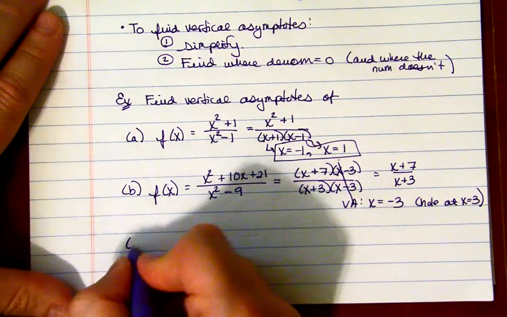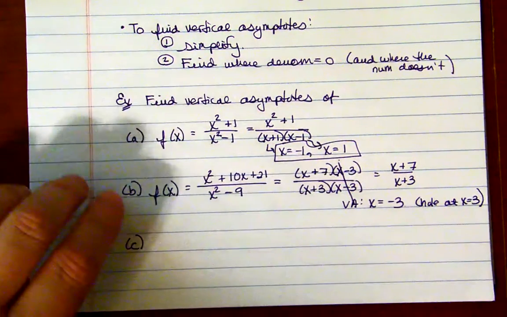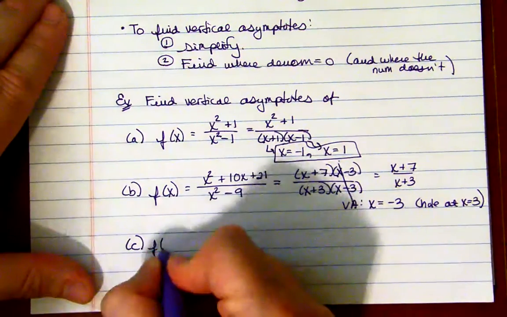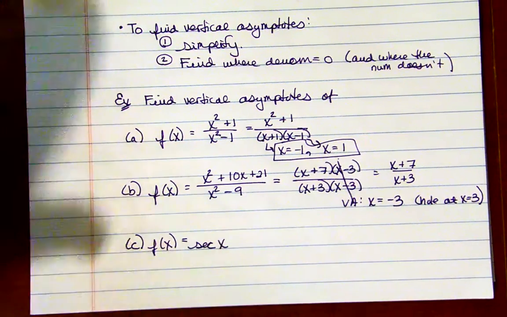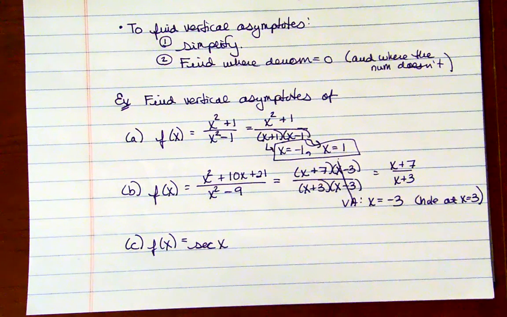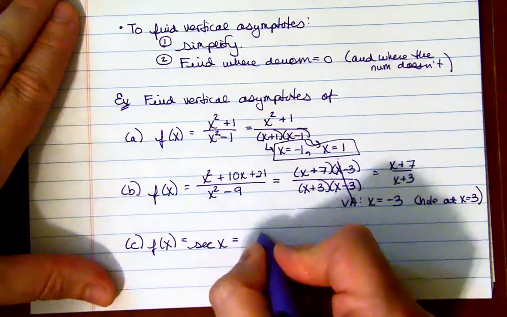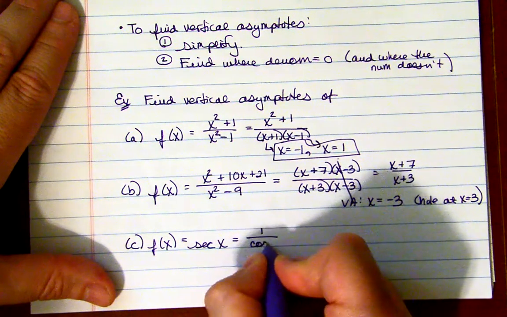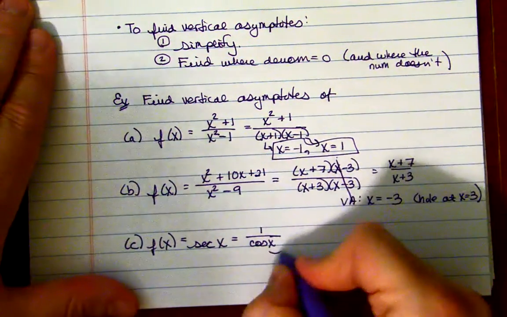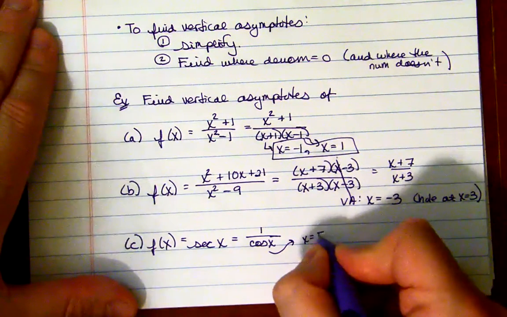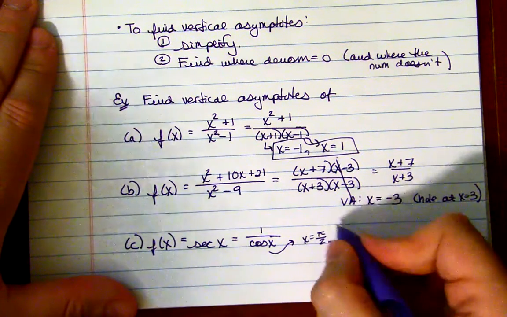One more. Actually, now this will work. f of x equals the secant of x. Don't really like secants. I'd rather turn this into a cosine. So I'm going to say this is 1 over the cosine of x. See if you can figure out what would make the denominator 0. Well, let's see. Cosine of x is 0 when x is pi over 2, and 3 pi over 2.